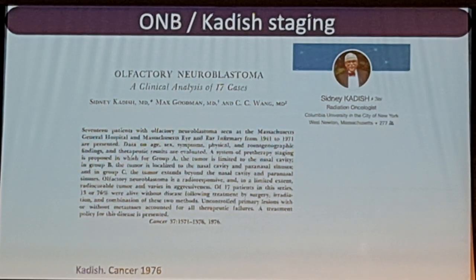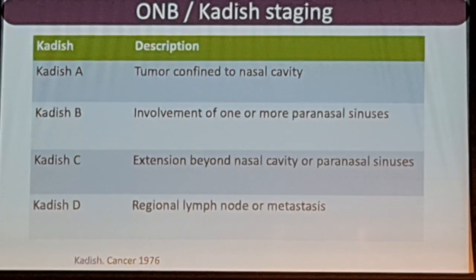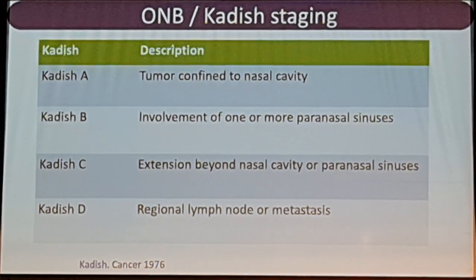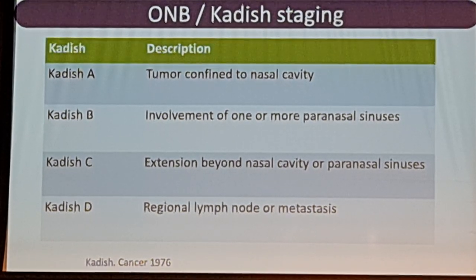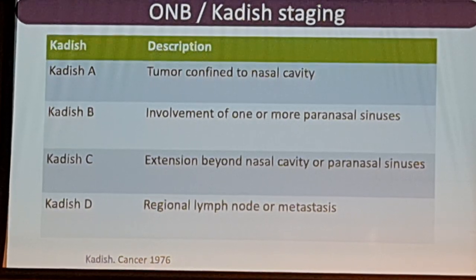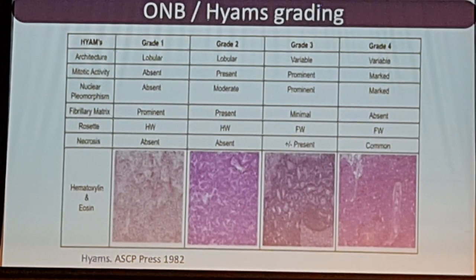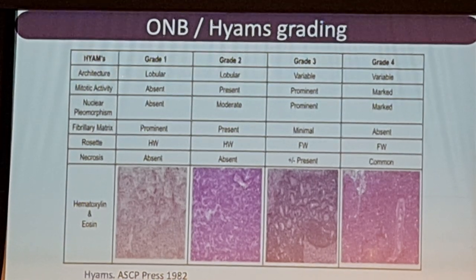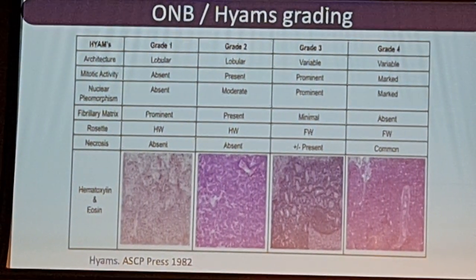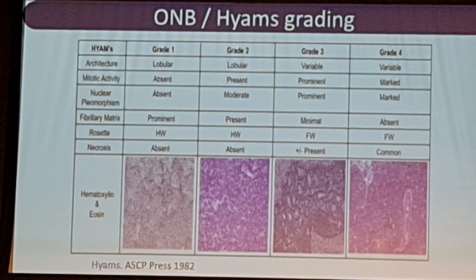Then we classify the tumor depending on Kadish, A, B, C, D. A, tumor in the nasal cavity. B, involving more than one sinus, extension beyond the nasal cavity and the sinuses. C, and D, extension with metastasis to lymph node and distant metastasis. This is very important as well, because it gives us more idea about the post-operative chemotherapy or radiotherapy. Hyams from 1 to 4. 3 and 4 are more aggressive. Grade 4 is mainly treated with chemoradiation, which helps a lot in adjuvant or neoadjuvant therapy.